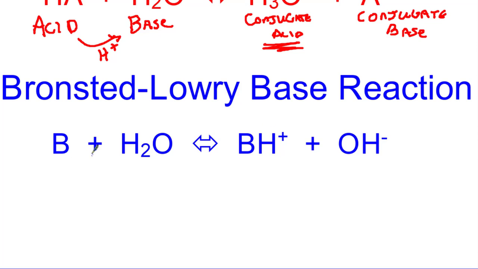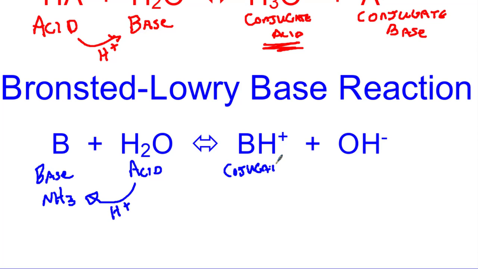Let's take a look at a Bronsted-Lowry base reaction. This B variable is going to be our base. It could be anything. It could be something like NH3. It could be some different kind of weak base, which means the water here is acting like an acid. Acids give away H+, the bases accept the H+, which means the B, or the base, would gain the H+ and become BH+, which we call our conjugate acid. The conjugate acid for NH3 would end up becoming NH4+.